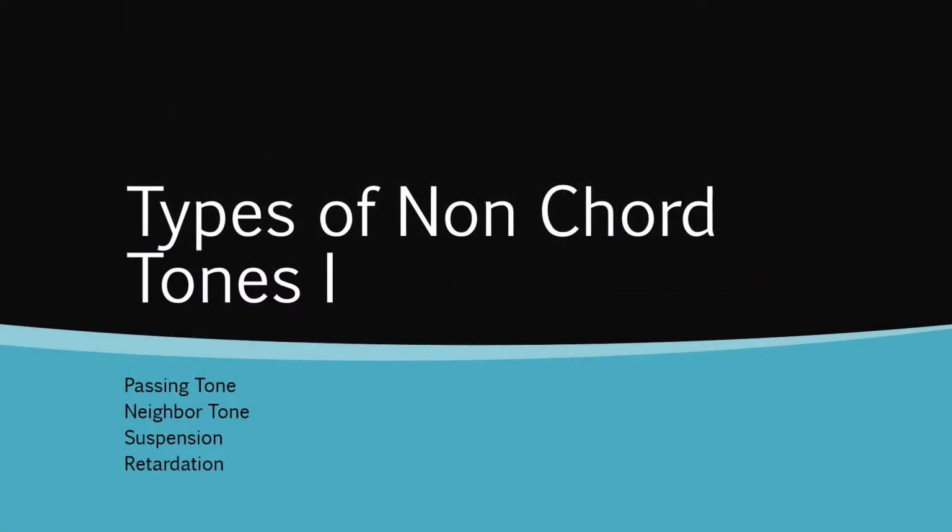There are 9 different types of non-chord tones, but we will only be discussing 4 of those today, including passing tone, neighbor tone, suspension, and retardation.